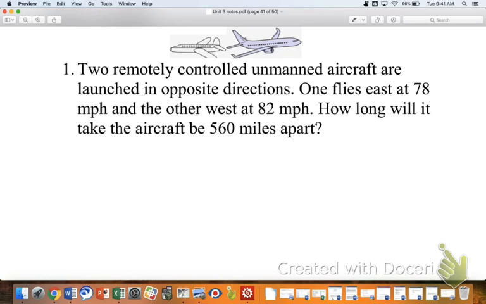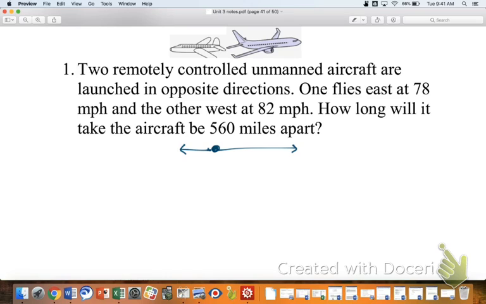It says these 2 remotely controlled unmanned aircraft are launched in opposite directions. Looks like they started about the same spot. And so I'm going to say that this is their starting spot. One of them goes east, and the other one goes west, opposite directions. I'm going to try to be careful about this.